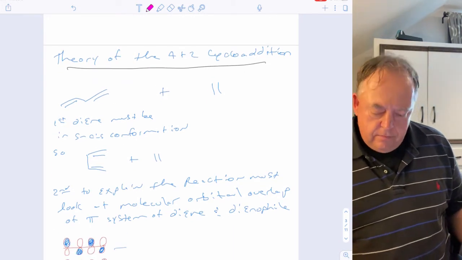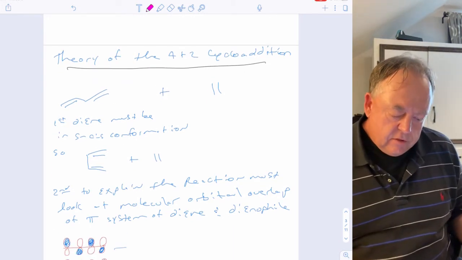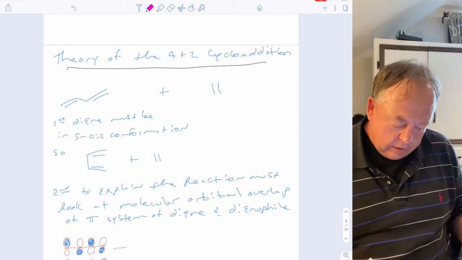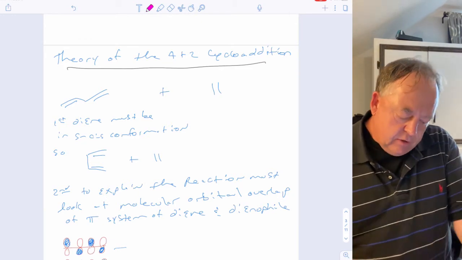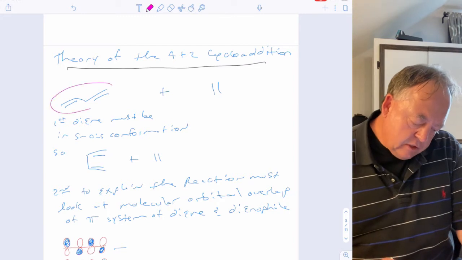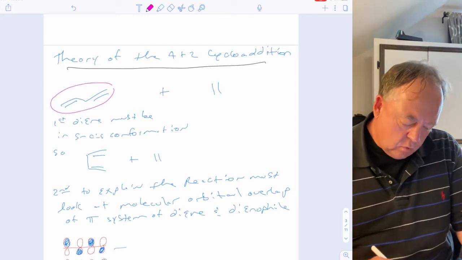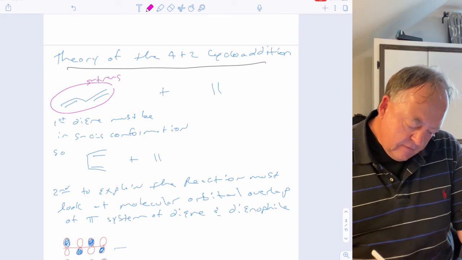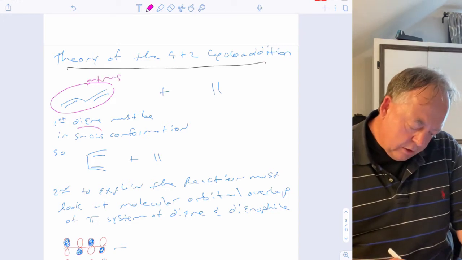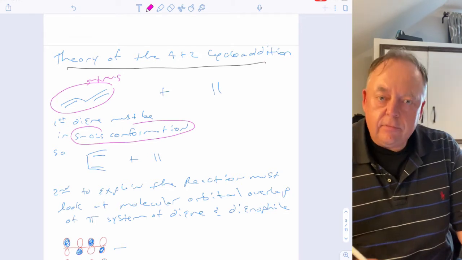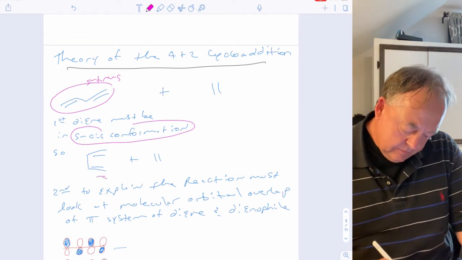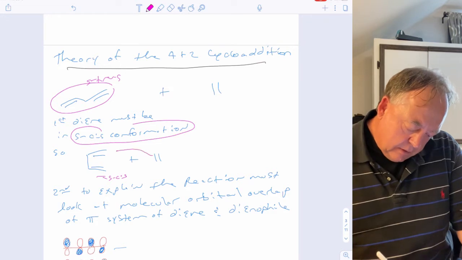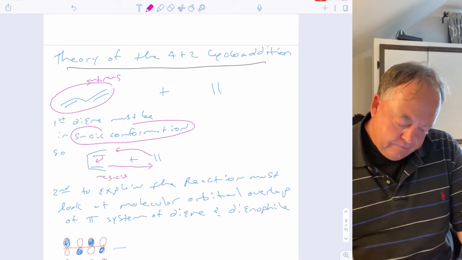Okay, so now the theory of the Diels Alder reaction. So this is also what's called a 4+2 cycloaddition reaction. So first of all, for the Diels Alder reaction to work, this diene is S trans, right? It must adopt a cis conformation. So this is S cis. And now it's set up to do the Diels Alder reaction.